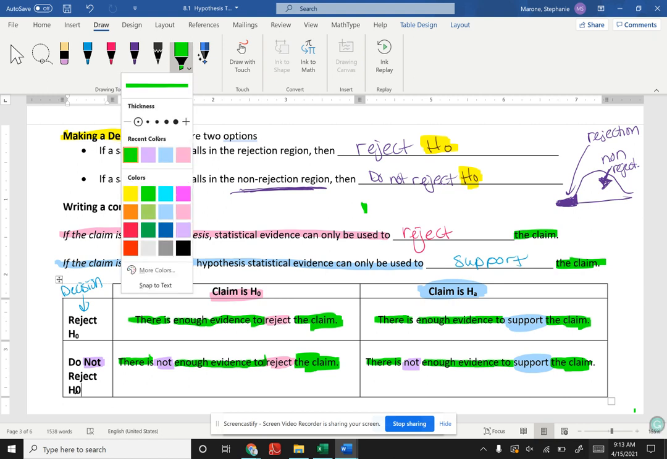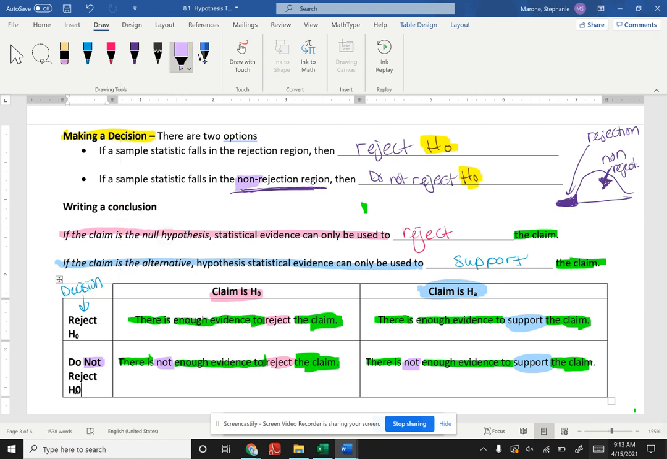But remember, if your decision is in the non-rejection region, you do not reject the null hypothesis. If you do not reject the null hypothesis, there is not enough evidence. If the claim is the null hypothesis, you always reject. If the claim is the alternate hypothesis, you always support.